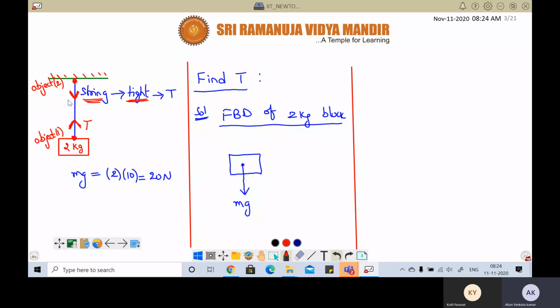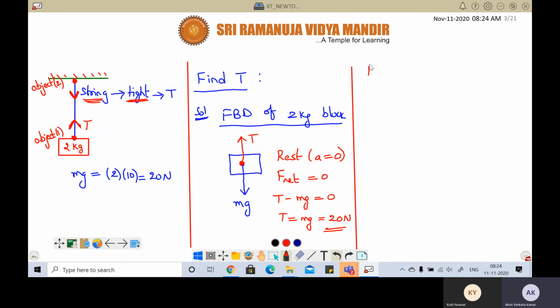Correct or not? At the ceiling, what is the direction? Sir, downwards. Correct. So it pulls. Now here, the direction is upwards. On this block, the direction of tension is upwards. Now the block is at rest. Rest means acceleration is 0, so F net is also equal to 0. So T minus mg equals 0. So T is equal to mg, which is equal to 20 newtons. So tension is 20 newtons here. You understood?